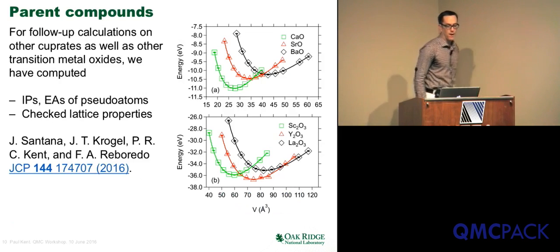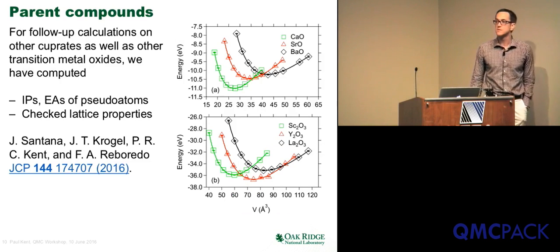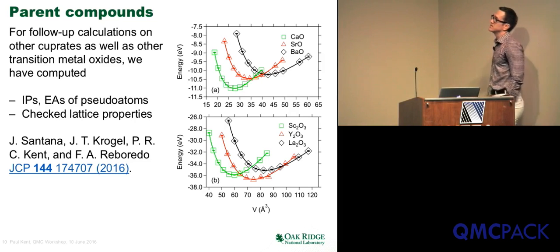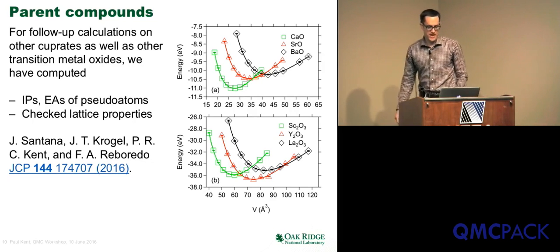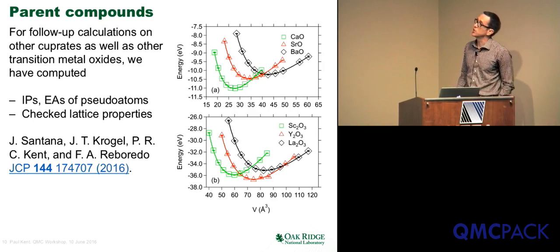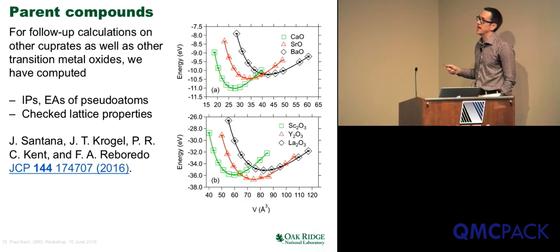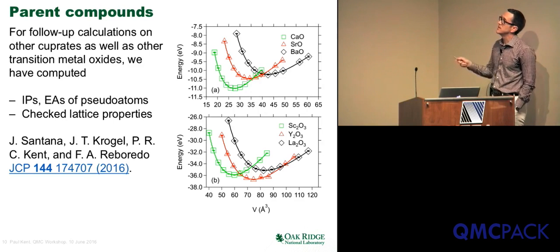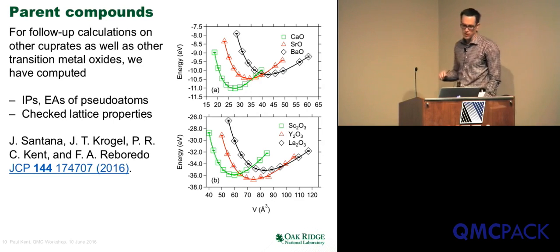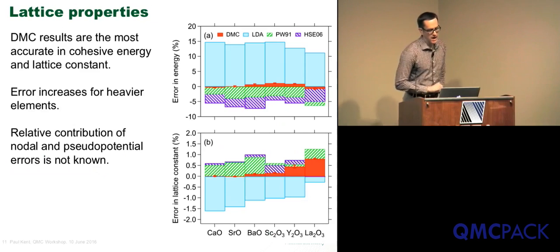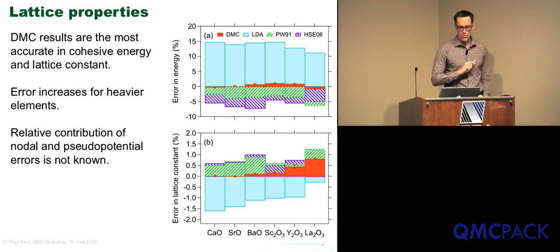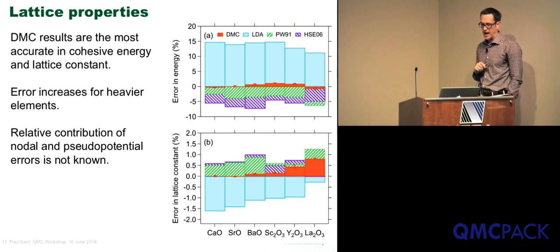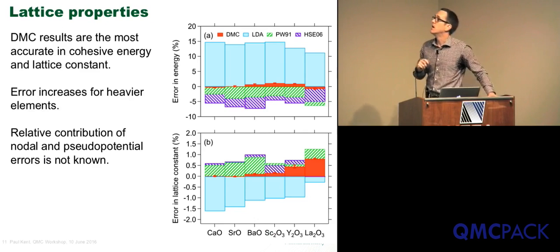Now, we did follow up looking at some parent compounds of other simple oxides that will turn up in other cuprate materials. So again, for calcium, strontium, barium, yttrium, and lanthanum, we looked at ionization potentials, electron affinities of pseudoatoms, and then we checked the lattice properties. So here we have scans of energy against volume.